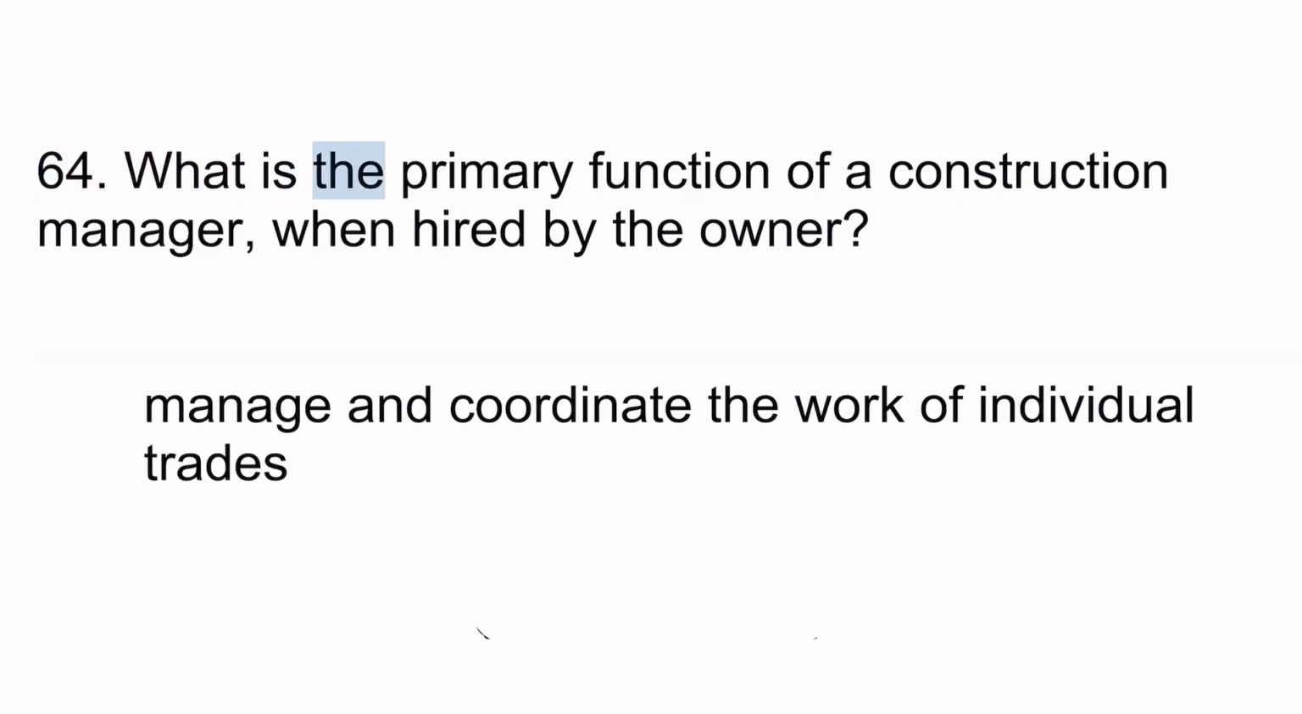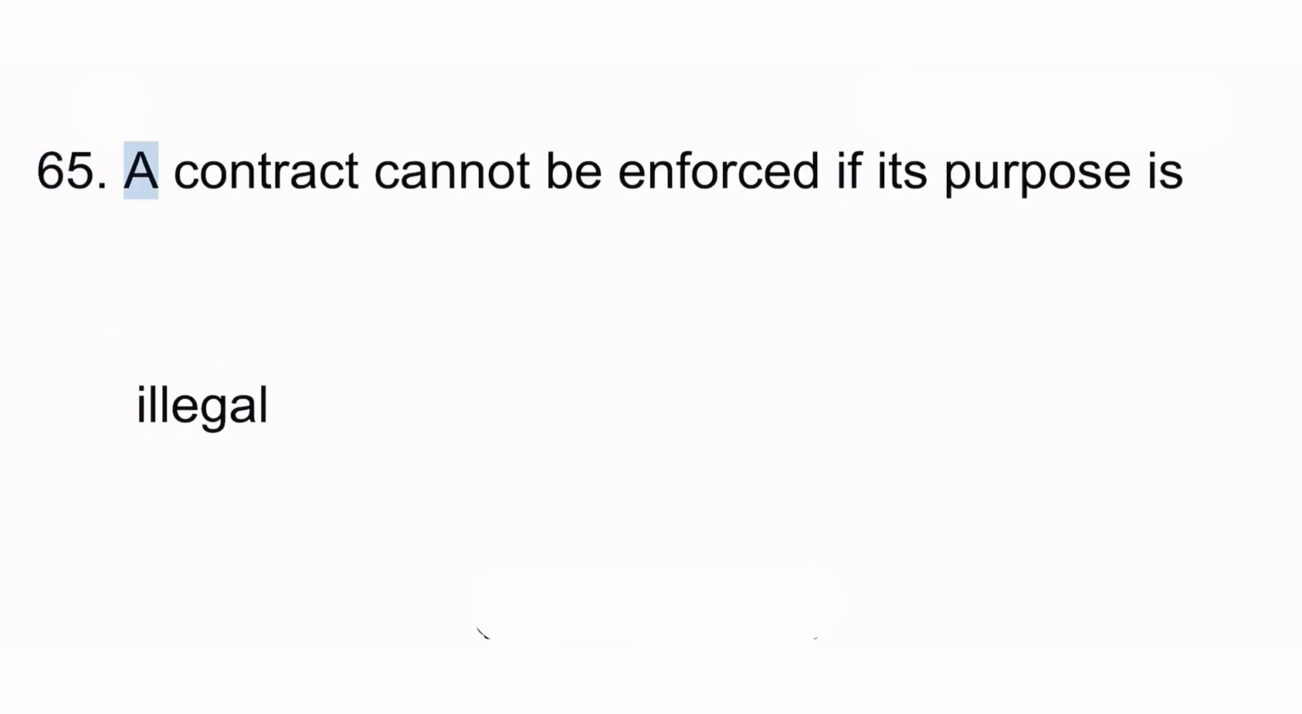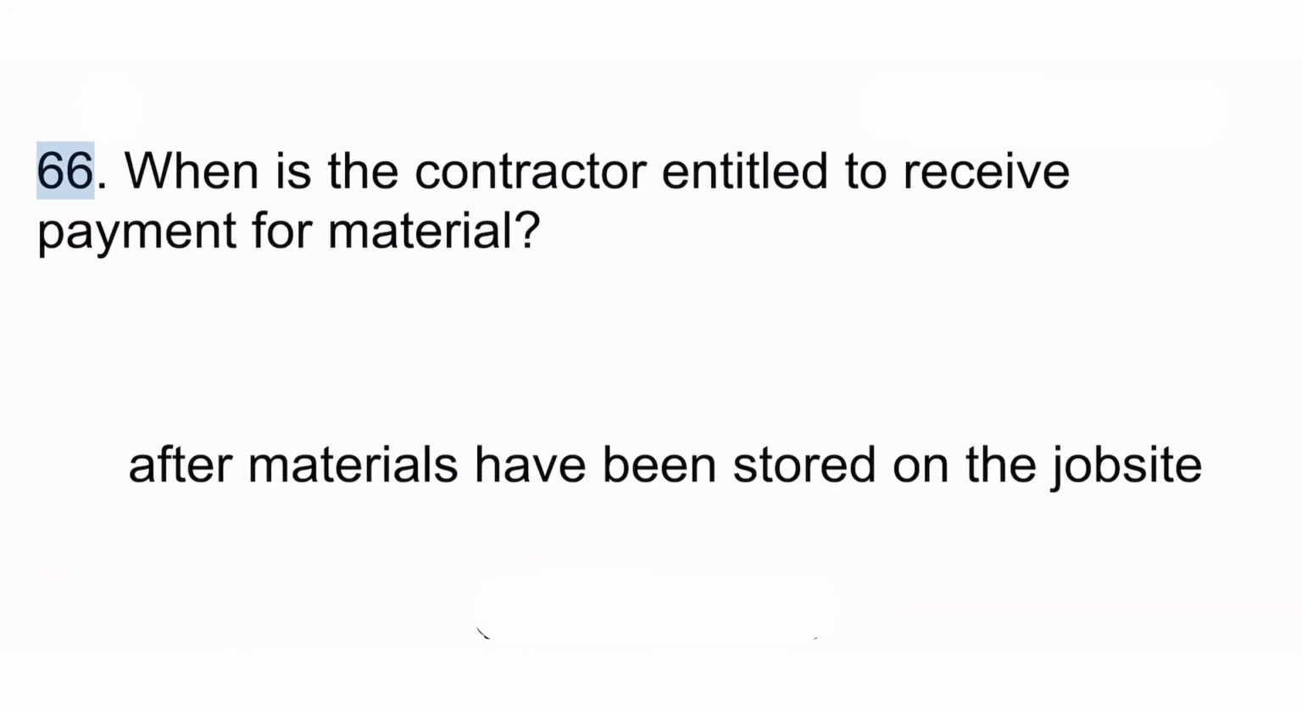64. What is the primary function of a construction manager when hired by the owner? Manage and coordinate the work of individual trades. 65. A contract cannot be enforced if its purpose is illegal. 66. When is the contractor entitled to receive payment for material? After materials have been stored on the job site.